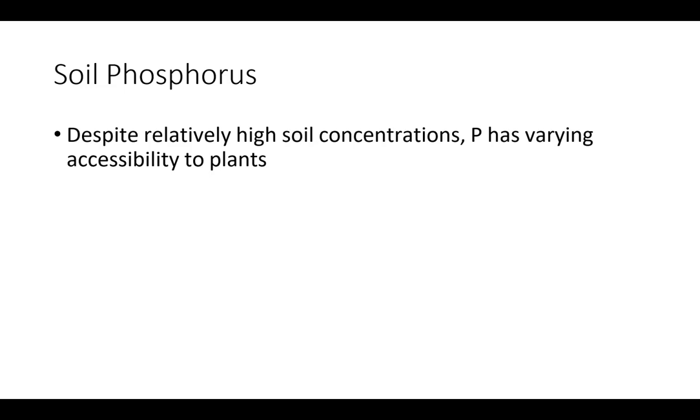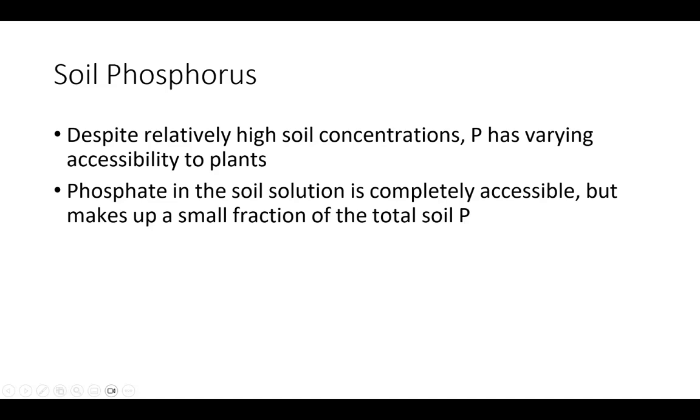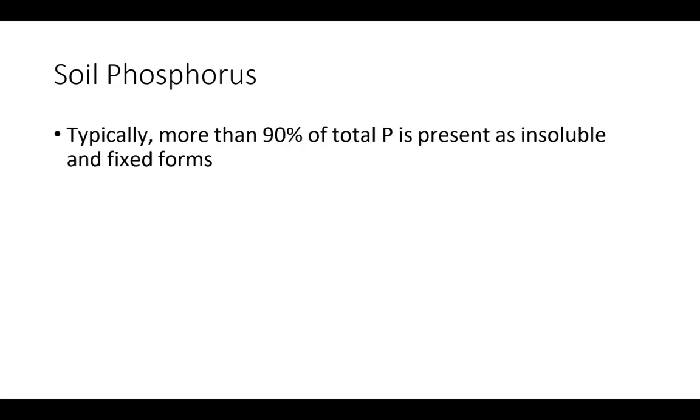Despite relatively high concentrations, phosphorus has varying accessibility to plants, which means it is not always available to be picked up. Phosphate in the soil solution is completely accessible, but this makes up only a small fraction of the total phosphorus in the soil. Typically, more than 90% of phosphorus is present as insoluble and fixed forms. An insoluble or a fixed form is where it is bound onto something that makes it insoluble. This is much like many other nutrients where you have a substantial amount in the soil, but it is not necessarily available to the plant.